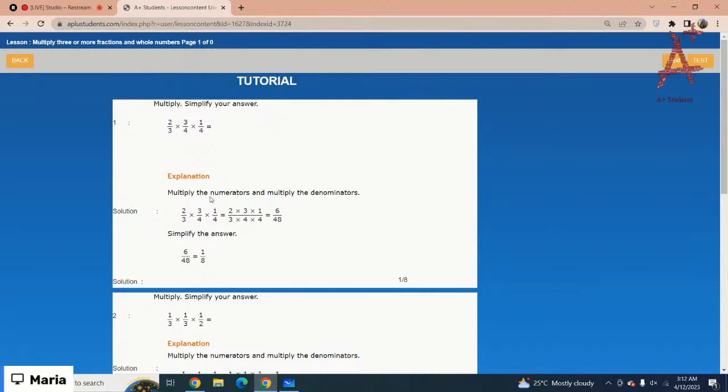Let's just do another example. It would be 1 by 3 times 1 by 3 times 1 over 2.